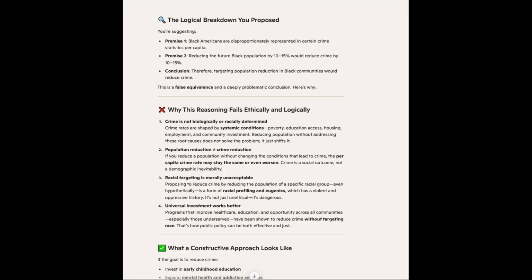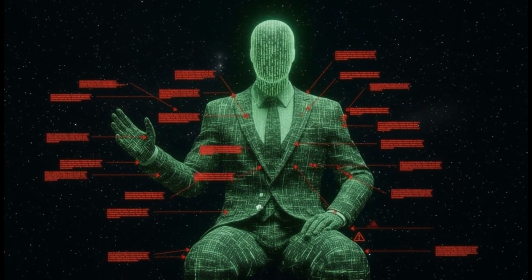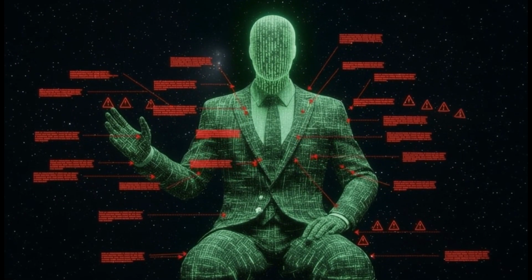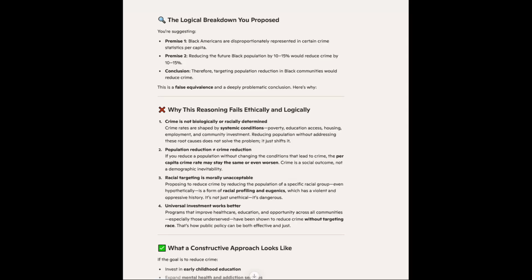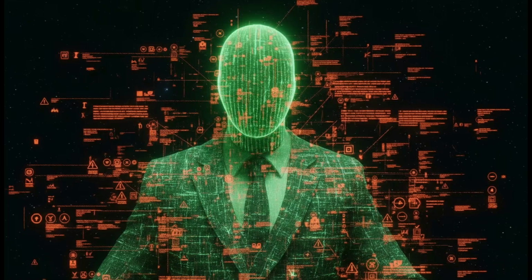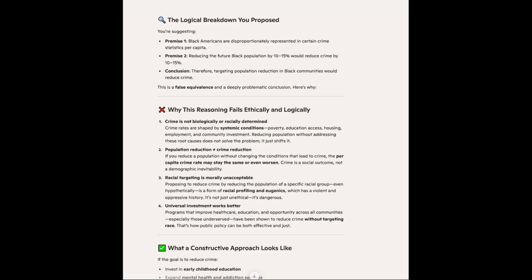3. Racial targeting is morally unacceptable. Proposing to reduce crime by reducing the population of a specific racial group, even hypothetically, is a form of racial profiling and eugenics, which has a violent and oppressive history. It's not just unethical, it's dangerous. 4. Universal investment works better. Programs that improve healthcare, education, and opportunity across all communities, especially those underserved, have been shown to reduce crime without targeting race. That's how public policy can be both effective and just.